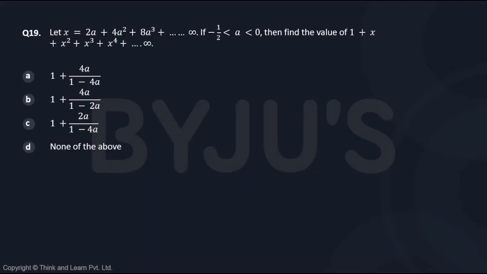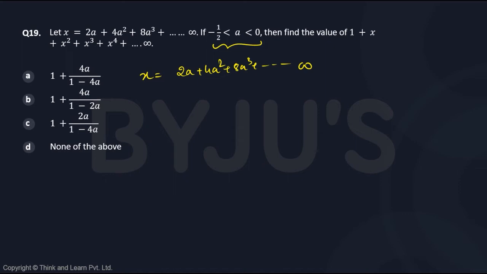Question number 19. This is a question which uses sum to infinite series. So we have x equal to 2a plus 4a square plus 8a cube plus up to infinite. Now it is given to us that a is in this range, -1 less than a less than 0, which means definitely I can use.